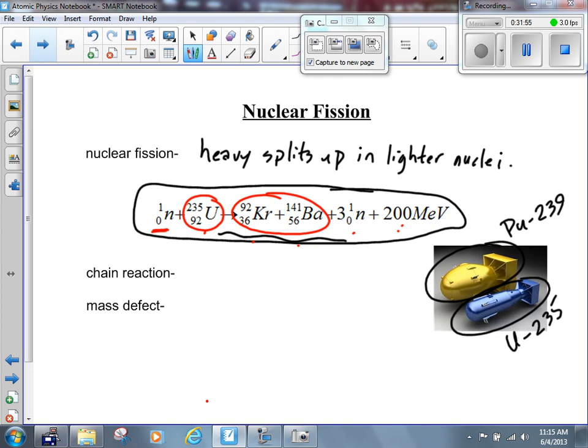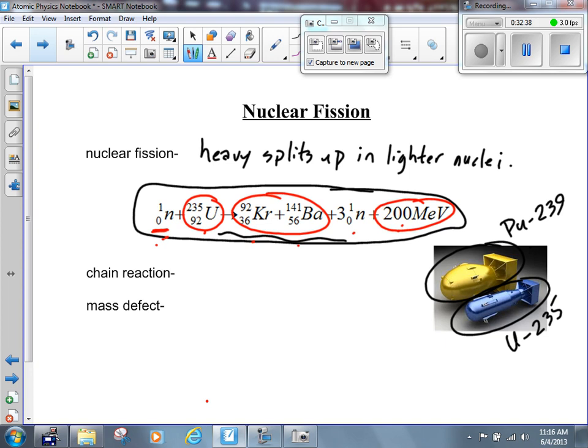Now, how does this create the equivalent of 16 kilotons of TNT? This is 200 mega electron volts. That doesn't seem like a lot of energy, and in fact, it's not a lot of energy. It's about enough energy to move maybe a speck of dust. We don't blow up a city by moving a speck of dust. We blow up a city by moving lots of specks of dust. But we can't keep firing that many neutrons at uranium-235 that many times to move that many specks of dust.